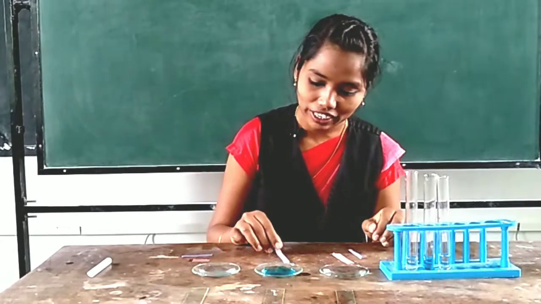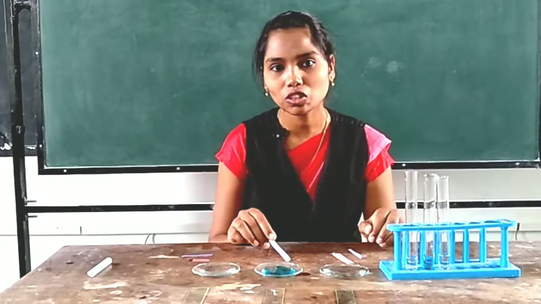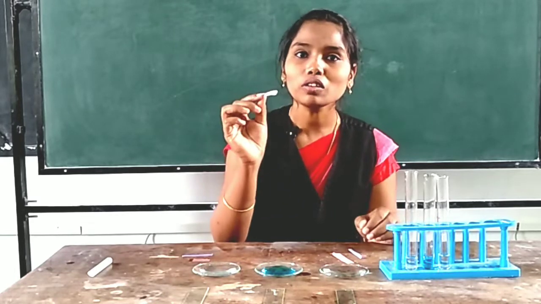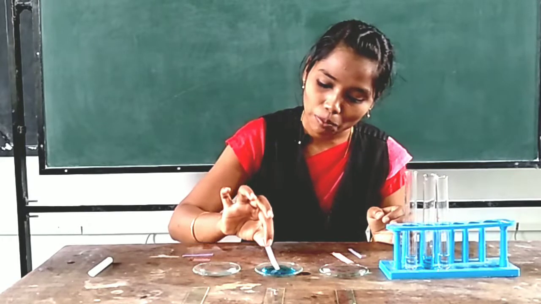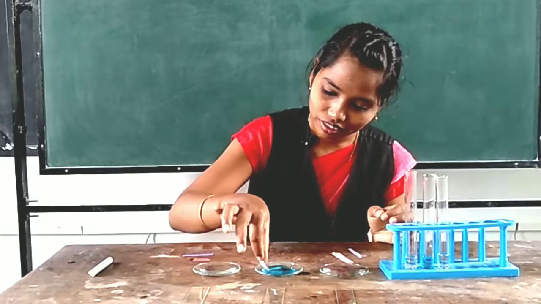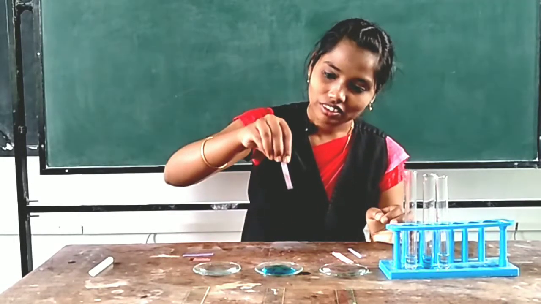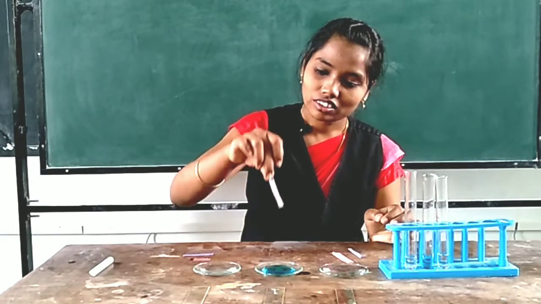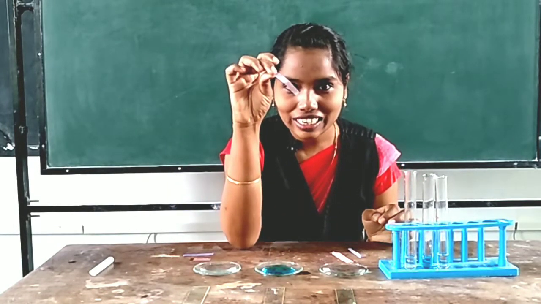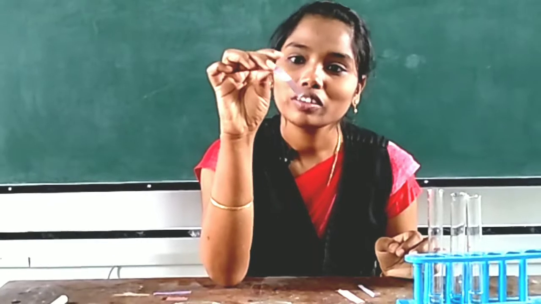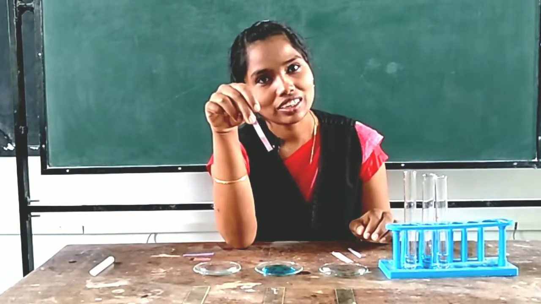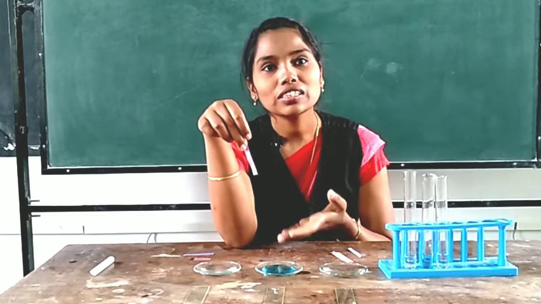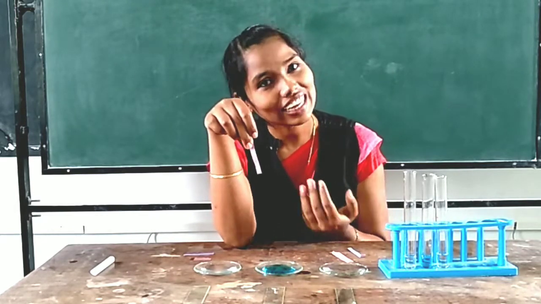Now we are going to check the pH of the copper sulfate solution. First I have taken a blue litmus paper. I am going to dip it in the copper sulfate solution. Children, does any color change? Yeah, the blue litmus paper turned red. It indicates what? It indicates the copper sulfate salt is acidic in nature.